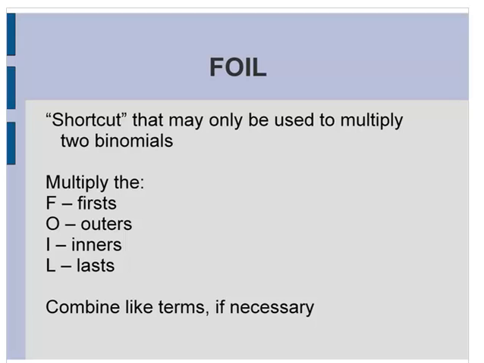FOIL is another method that we can use to multiply only if we have two binomials. And the idea is we multiply the firsts, outers, inners, lasts, and then we combine like terms if necessary. But remember that this will only work if you have two binomials.